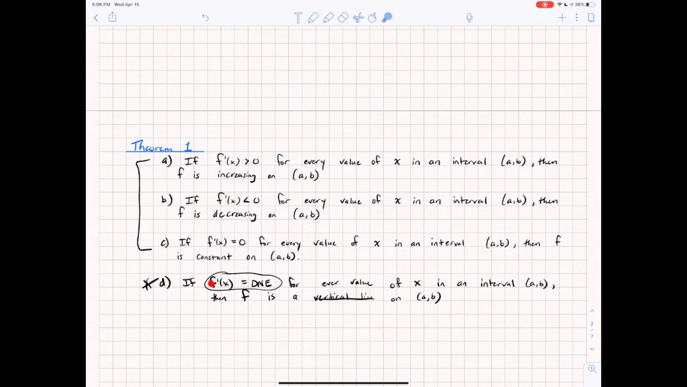The tricky part is what does it look like when the derivative does not exist, and we'll talk about that. The function can either be a vertical line, or we'll see that it hits a corner, or the graph goes vertical for the briefest of moments, and then continues on. There's some unique functions that do that.